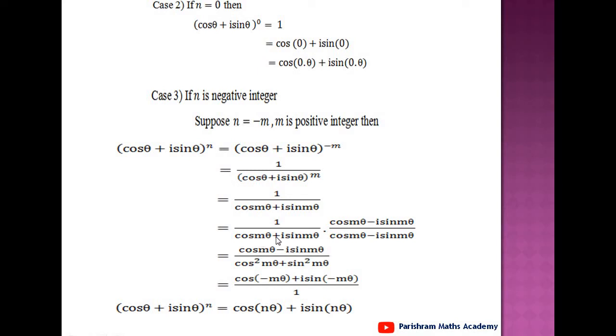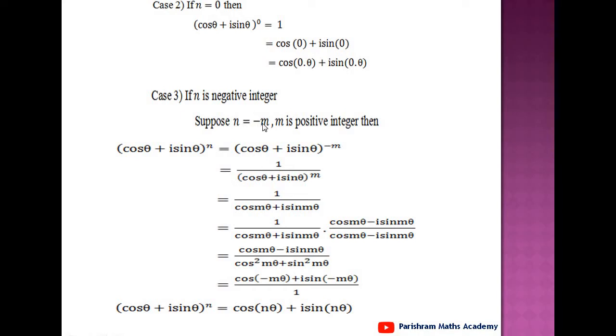Here (cos mθ + i sin mθ) into (cos mθ − i sin mθ). We know that (x + iy) into (x − iy) is x² + y². Here cos² mθ + sin² mθ. But the value of cos² mθ + sin² mθ is 1. Therefore the denominator is 1. Now this cos mθ is the same as cos(−mθ), because cos(−θ) is the same as cos θ. And here −sin mθ is sin(−mθ).